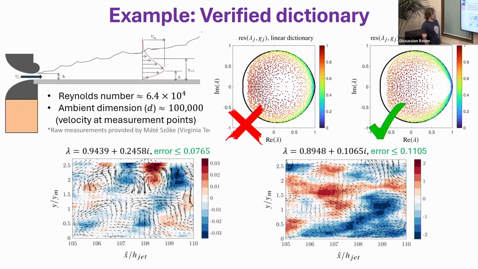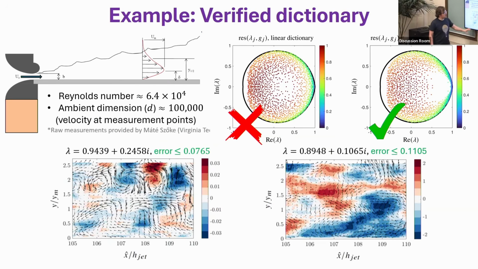You can also do it to get dictionary verification. This is a very simple example where I'm comparing a linear dictionary to a non-linear dictionary and plotting this residual to see which does a better job. So you can see that the dictionary really does matter for getting a good approximation. It's not just the operator, it's the dictionary that you choose. But you can tell after you've done the computation whether it's a good job by taking this error bound.